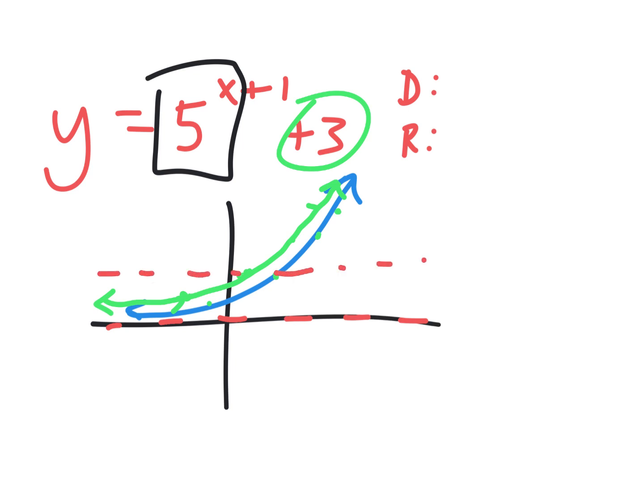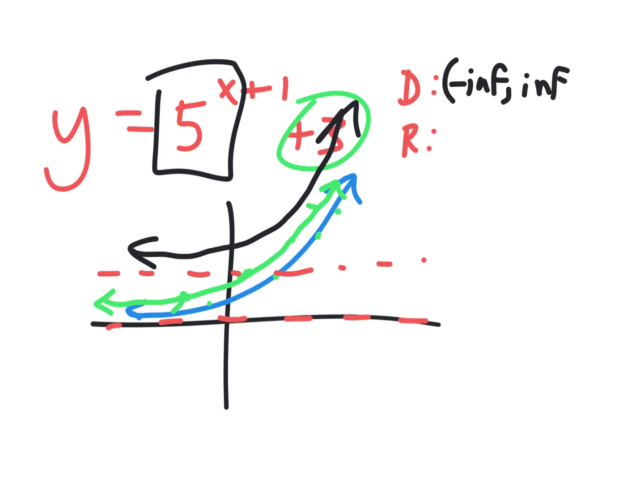And then the final answer, which I'll make black, kind of looks like that. That didn't change the domain, though. Negative infinity to infinity. But it did change the range. What's the lowest it goes now? Does it actually touch 3? There we go. Does that make sense to you?